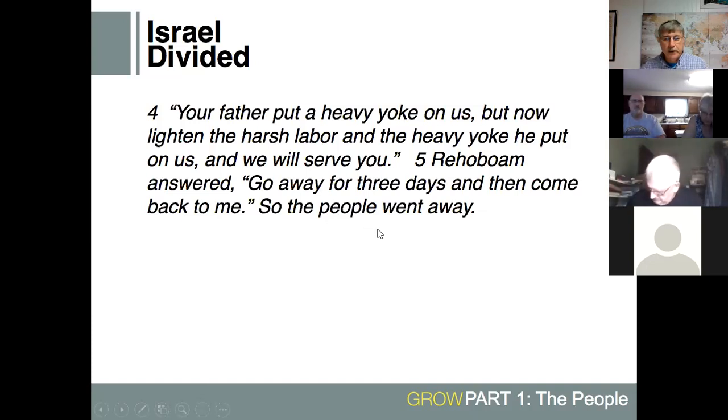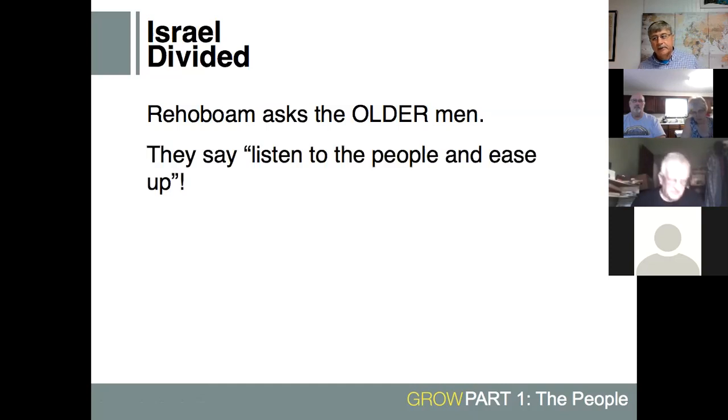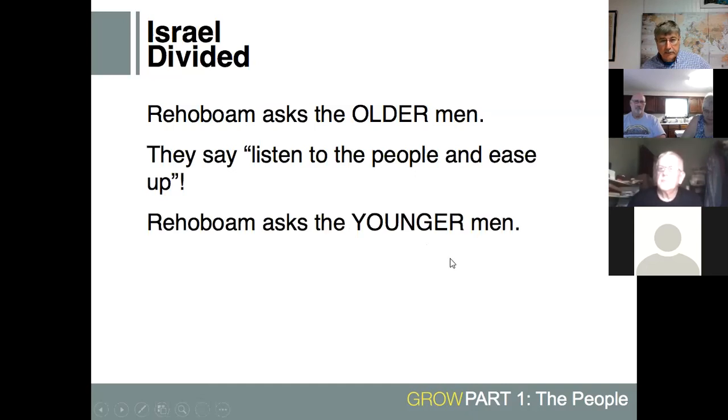So he has a choice to make here. Are you going to take some of those taxes off of us, make life a little bit easier for us, or are you going to try to keep the lifestyle of your dad Solomon going and keep on taxing us? So Rehoboam asked the older men for some advice, and the older men, his elders, his advisors, say they should listen to the people and ease up on those taxes. That's what the older men say.